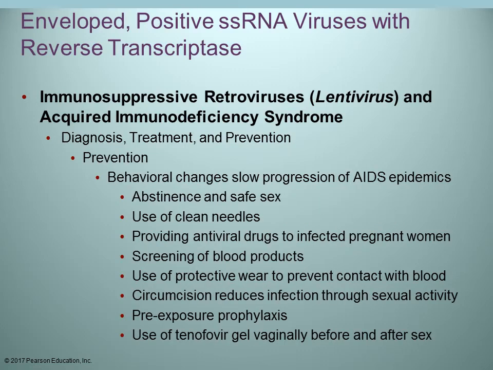Prevention, certain behavioral changes, certainly has slowed progression. It's been fairly effective at getting that peak down and keeping the numbers of new cases slow. Behavioral changes such as abstinence or safe sex, use of clean needles, certainly screening blood now so that someone cannot contract it from getting a blood transfusion. Certainly using personal protective equipment when handling blood or tissue samples, etc.